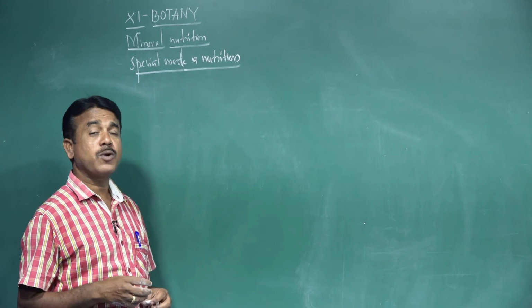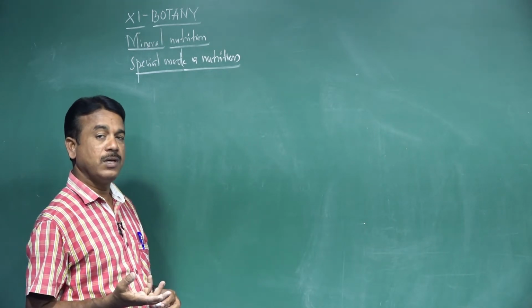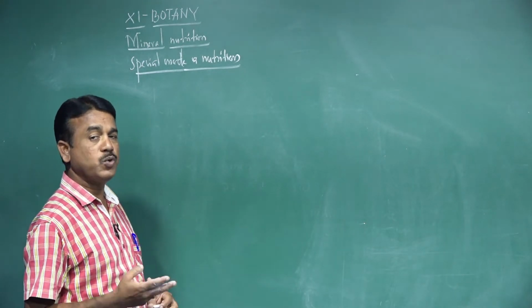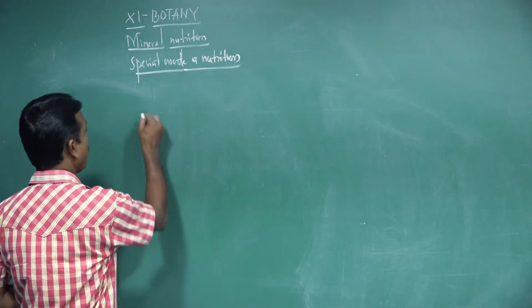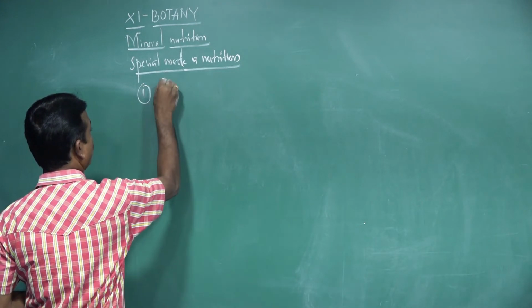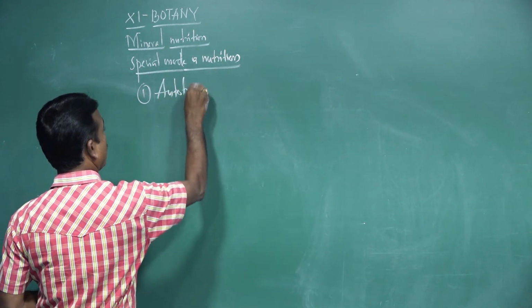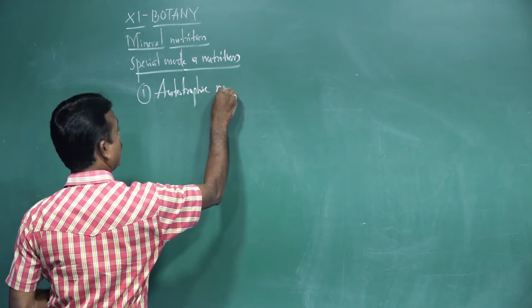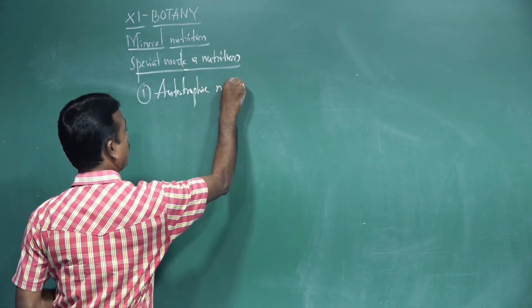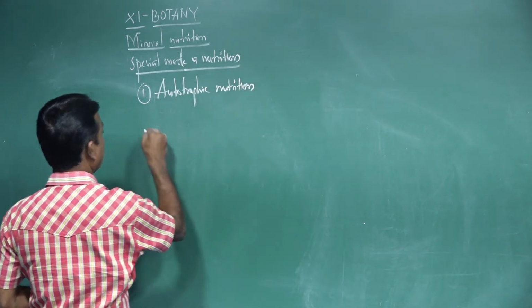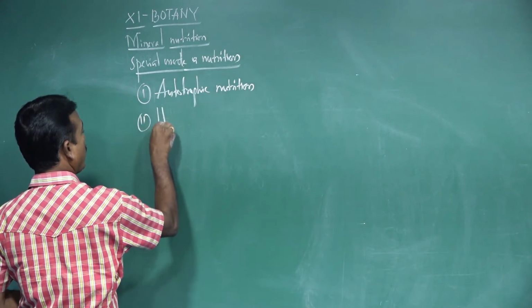Based on how food is obtained, nutrition can be classified into two types, namely the autotrophic mode of nutrition and the second one, the heterotrophic mode of nutrition.